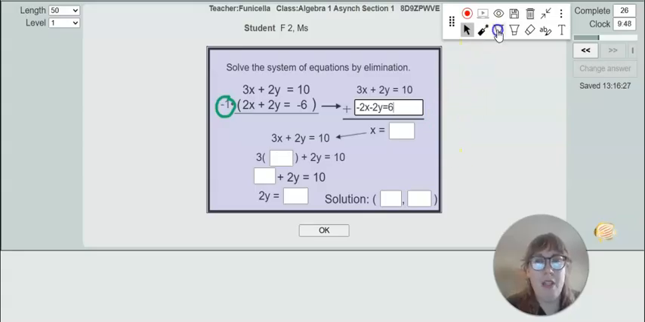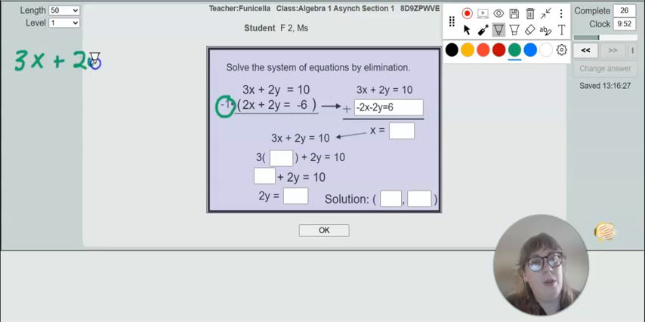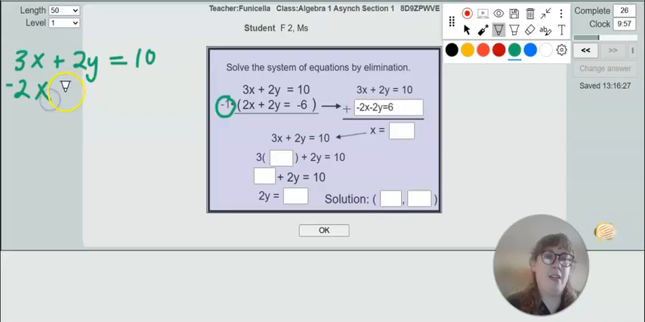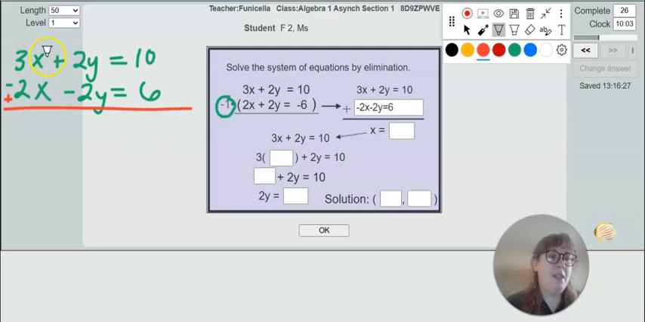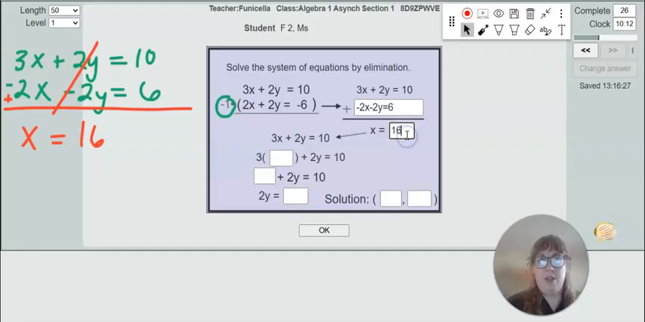So we have 3x plus 2y equals 10. And then negative 2x minus 2y equals 6. When we add these equations, 3x plus negative 2x becomes 1x. These are going to cancel, and we just have 10 plus 6, which is 16. So x equals 16.